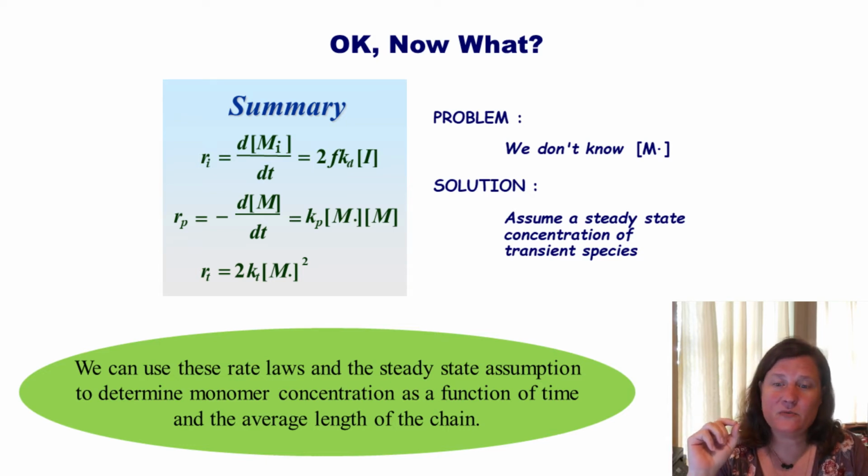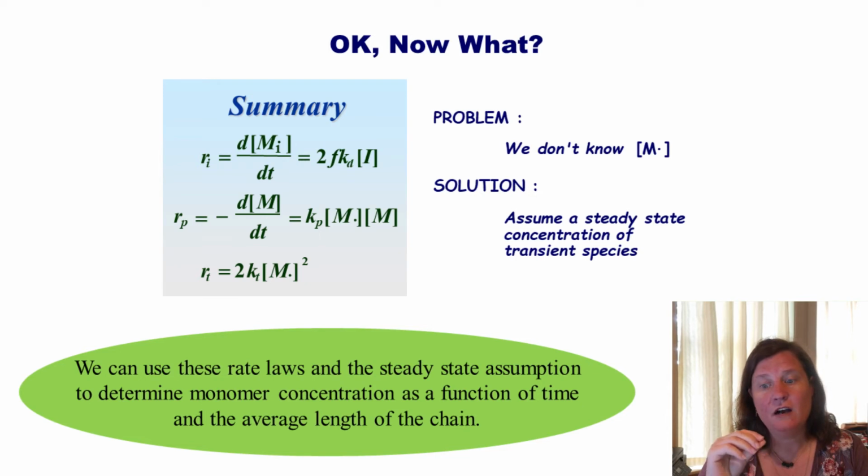The big issue is we don't know the concentration of the active sites. It's really, really difficult to measure experimentally. So we're going to use another assumption. This assumption is called the steady state assumption. We are going to assume the concentration of the active species, the free radicals in this case, but also with anions and also with cations, is not changing with time.